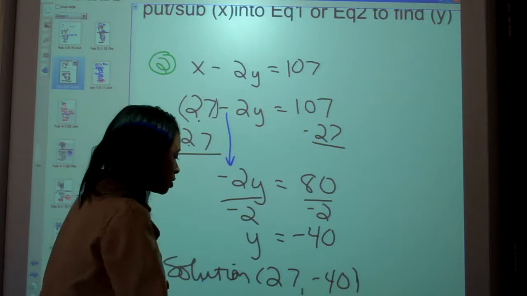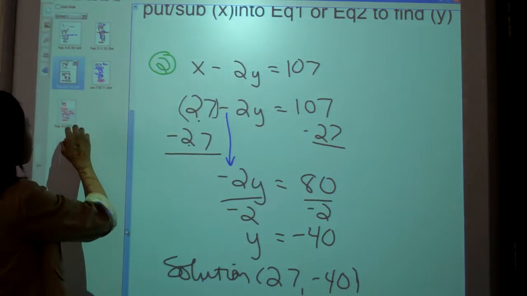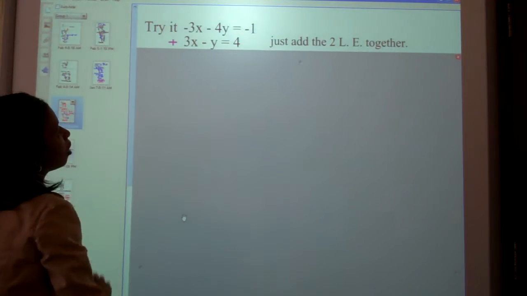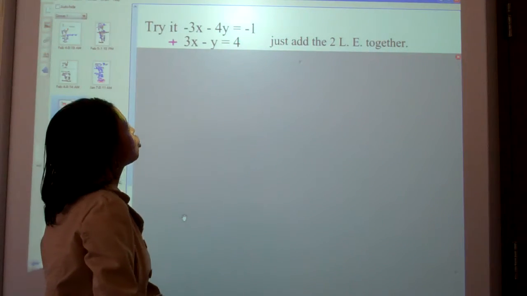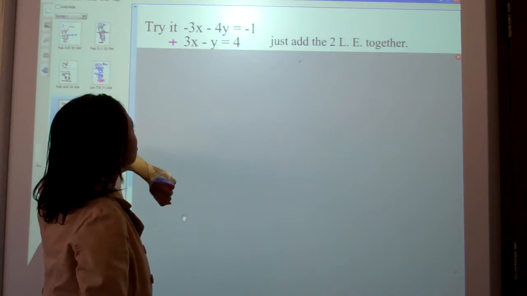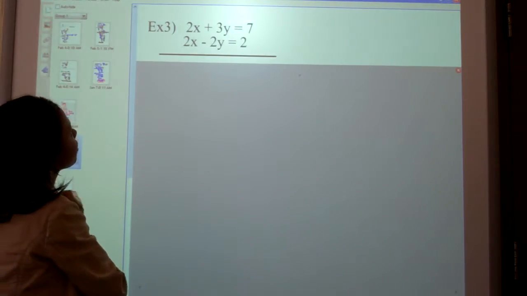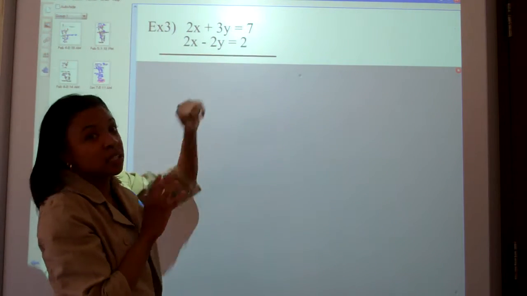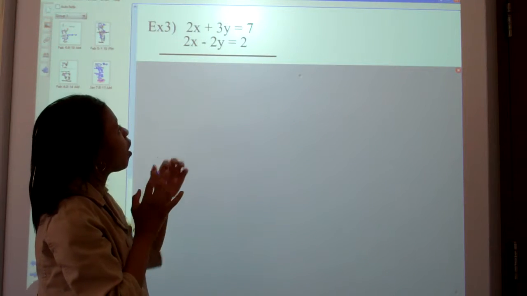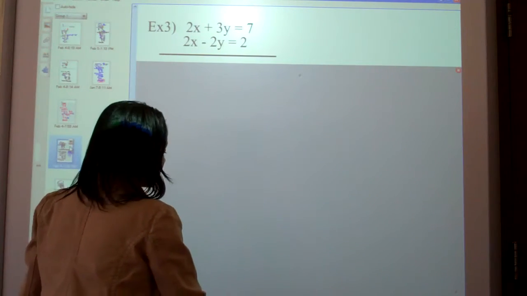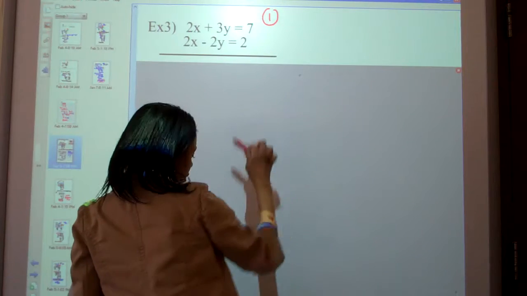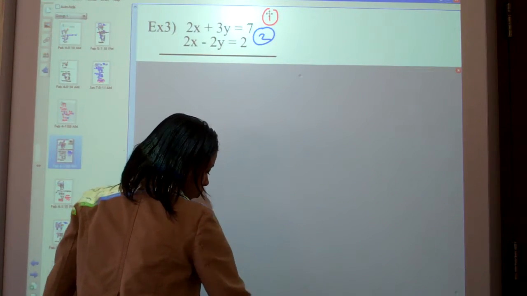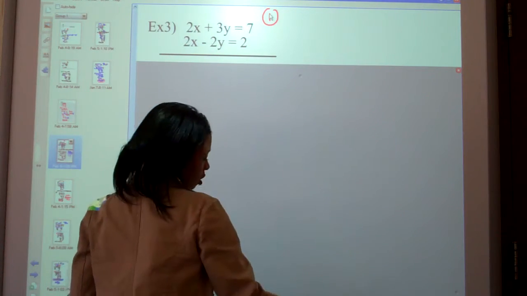Let's try one more example, example number 3, on how to solve a system of equations by elimination. Example 3 is here. 2x plus 3y is equal to 7, and then 2x plus 2y equals 2. So here's my equation 1, and then my equation number 2. Now, what I'm going to do, I'll put this in green.